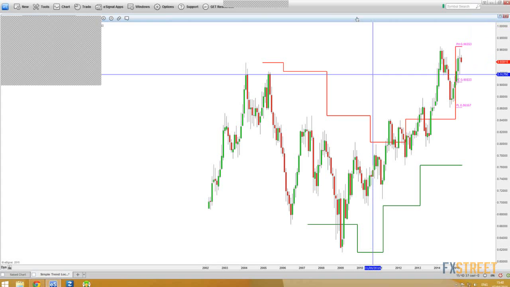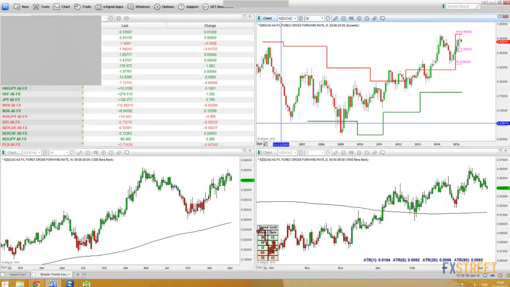If we go to the weekly time frame, we're trading above the weekly 200 moving average, green trend filter, above the daily 200 moving average and the green trend filter. So everything is suggesting bullish strength, but we need to see resistance levels broken before we can consider this.